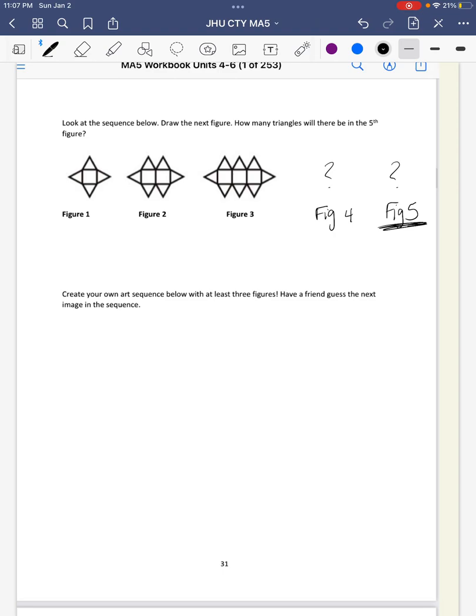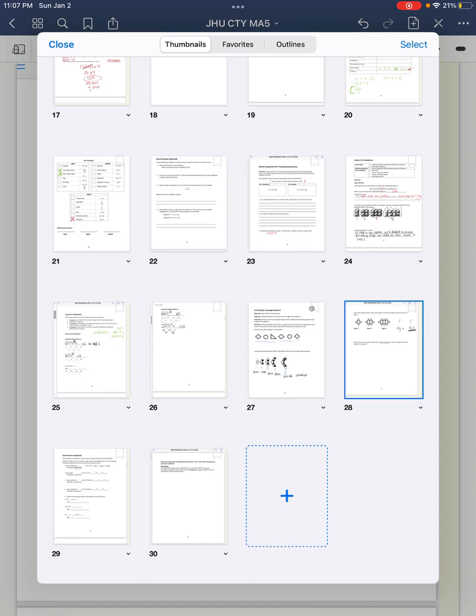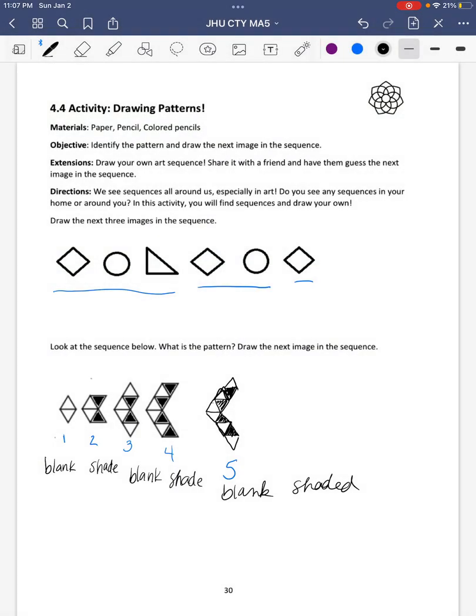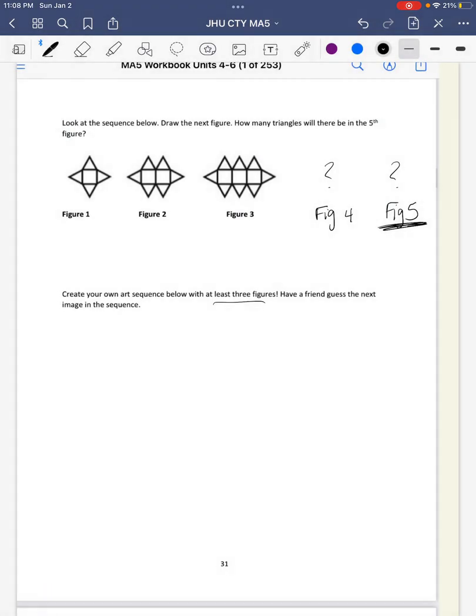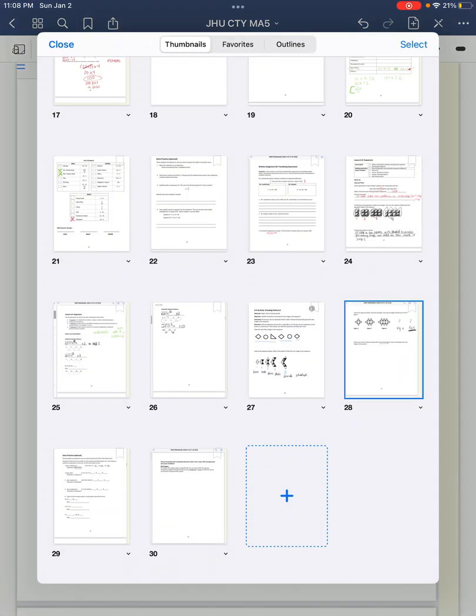Then it says create your own art sequence below with at least 3 figures. At least. So just like the patterns we've seen so far, these have at least 3 figures in them. Because if you just have 2, you can't really pick up on a pattern with just 2 images next to each other. Not yet. So sometimes you might even need more than that just to really get the point across. So go ahead and see if you can do that. That's your activity. Show me your cool patterns. Come up with a cool drawing for me. I'd love to print it out and hang it in my office.